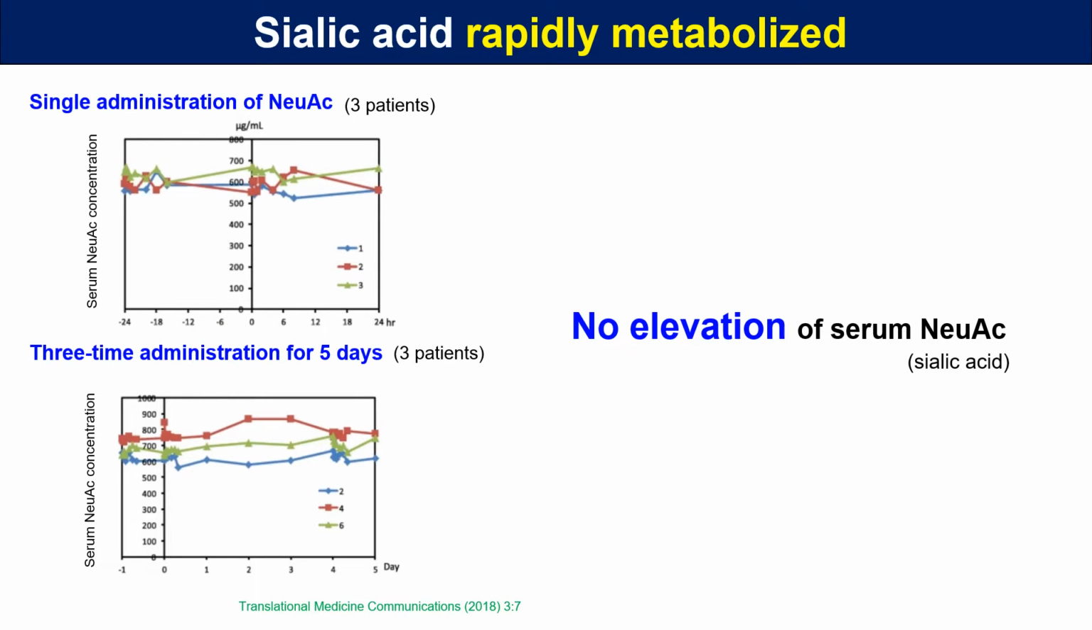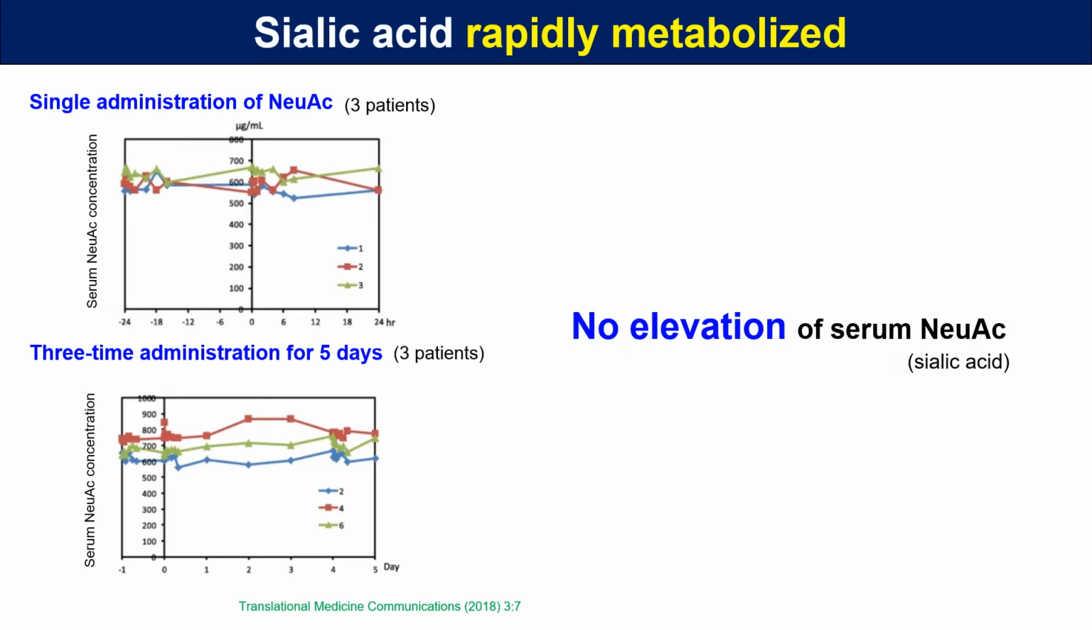But one of the major concerns to develop extrinsic sialic acid supplementation therapy for humans was rapid metabolization of sialic acid. So these are data of serum sialic acid concentration in 3 patients. Upper graph showed serum sialic acid concentration after a single administration of sialic acid itself, and each color represents each of 3 patients. You can see that there is no obvious increase in the sialic acid concentration after a single administration.